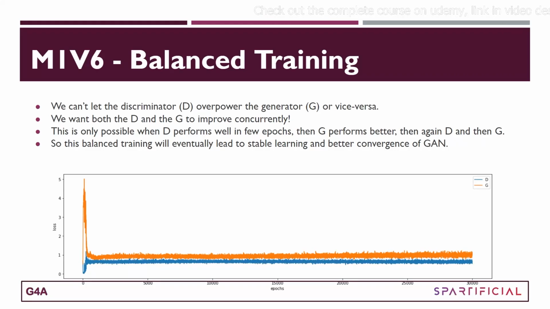This is only possible when D performs well in a few epochs, then G performs well, and again this kind of cycle will continue. So if my discriminator is performing well for certain epochs and is able to identify fake as fake, the generator is going to try very hard to fool the discriminator. Once it's at that state, the generator is going to be slightly dominating compared to the discriminator model, where now the generator is able to fool the discriminator and the discriminator is not able to classify the fake as fake. So what's going to happen?